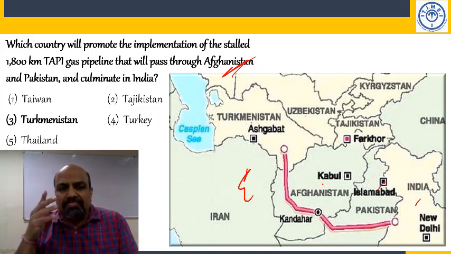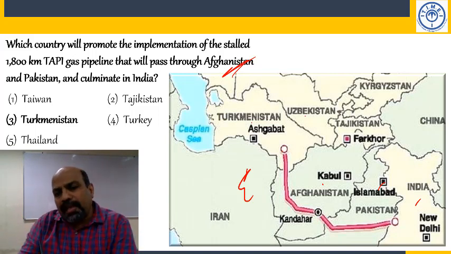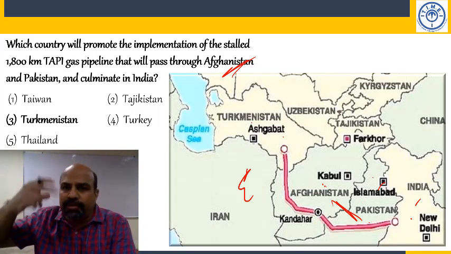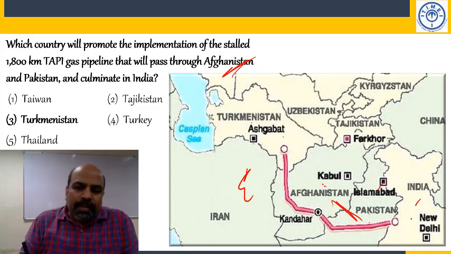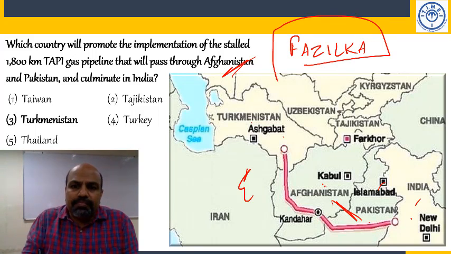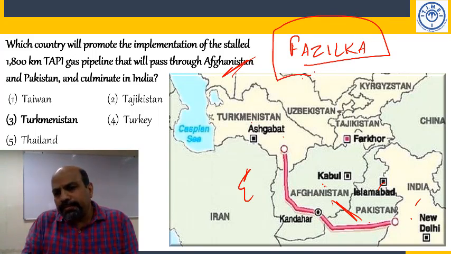So this is an 1800 kilometer pipeline that would transport gas from Turkmenistan to New Delhi via Afghanistan and Pakistan. These two countries want a transit fee, paisa, because they are giving their sovereign territory for transporting gas. Pakistan also has talked about buying gas from Turkmenistan through this pipeline. In India, the pipeline will end in the Punjab town of Fazilka. Okay? Chalo.